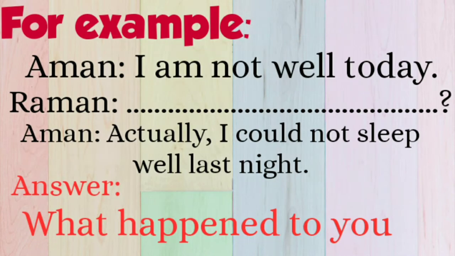Here is an example wherein you can see that there are two dialogues before and after the blank. So if you go through those two dialogues properly, only then you will be able to give a proper answer. Like here, the best possible answer is what happened to you. Because if somebody says that I'm not well today, you will certainly be asking what happened.